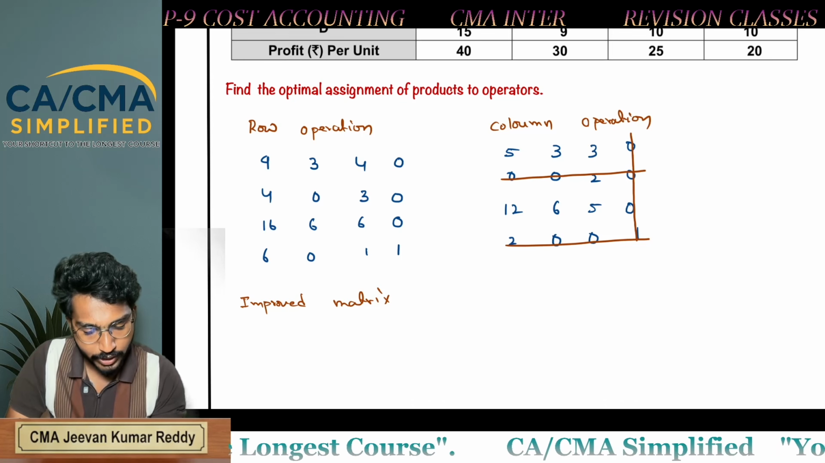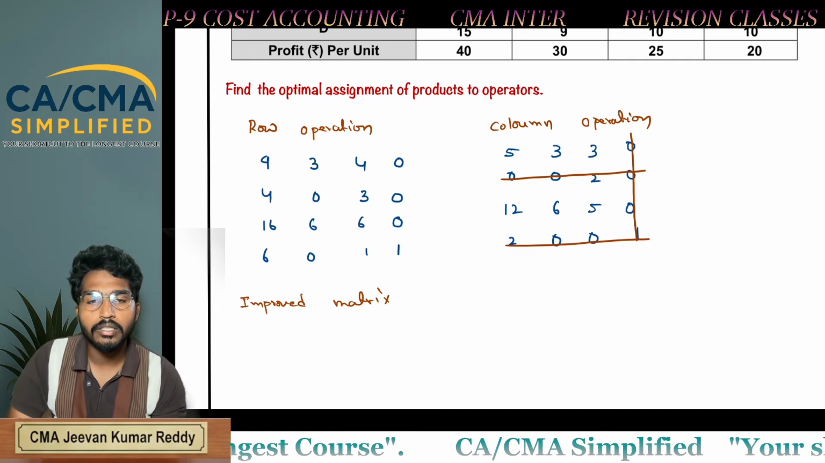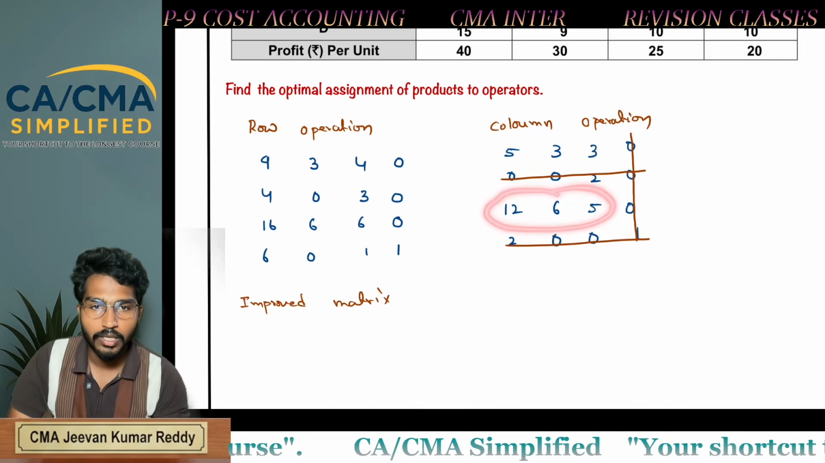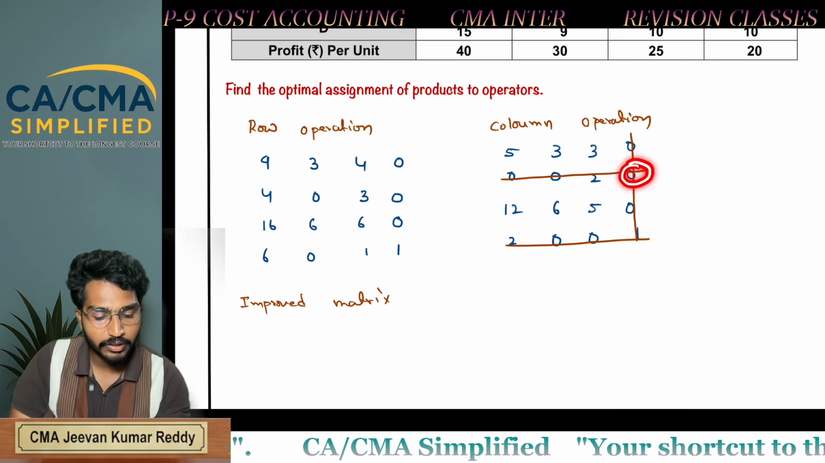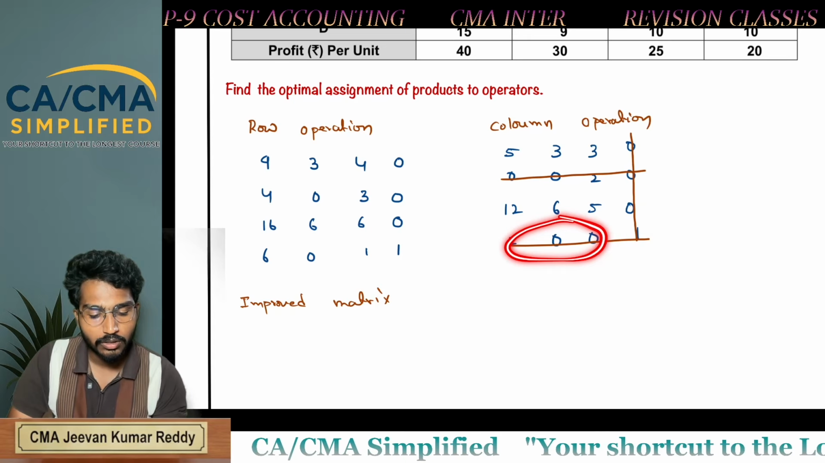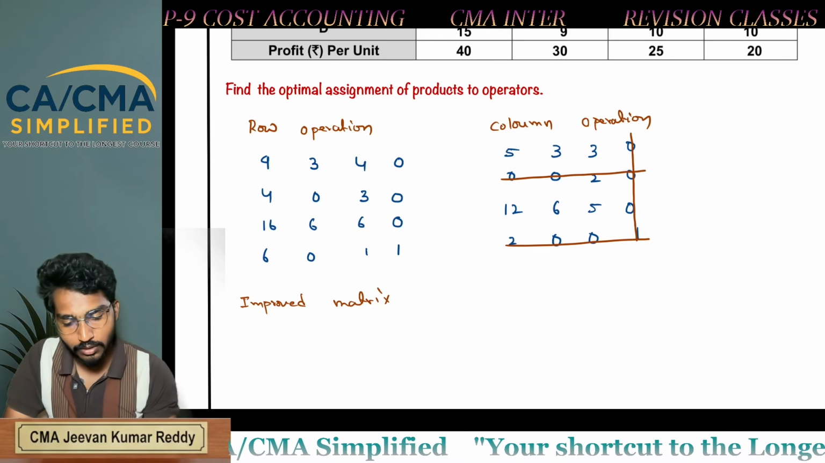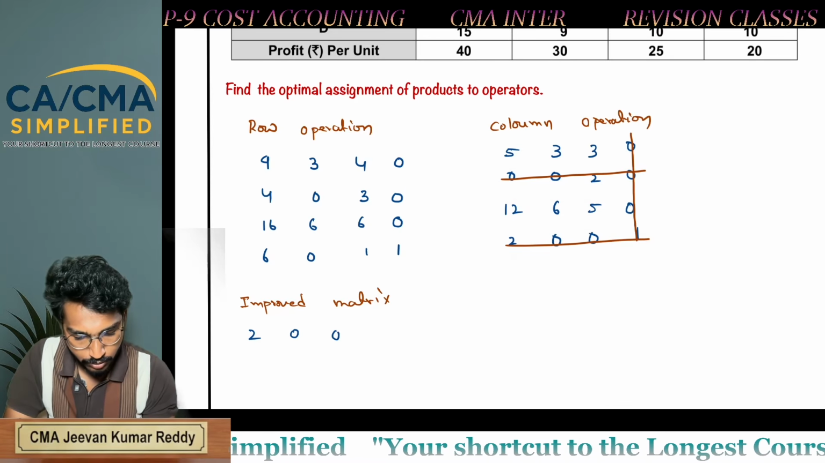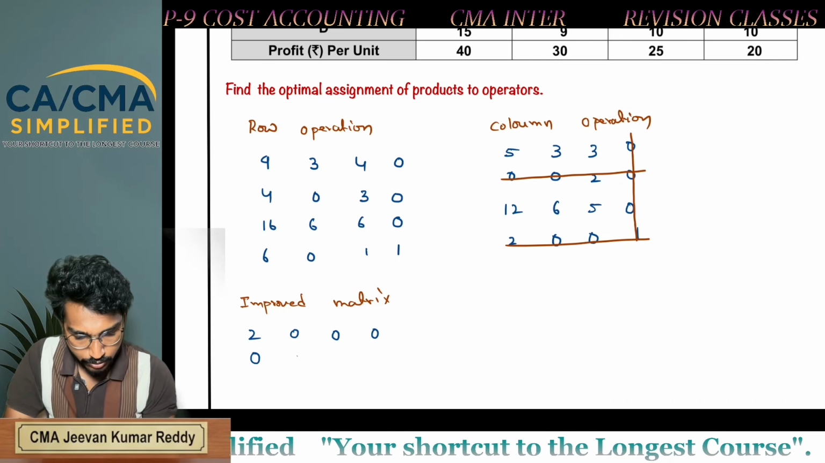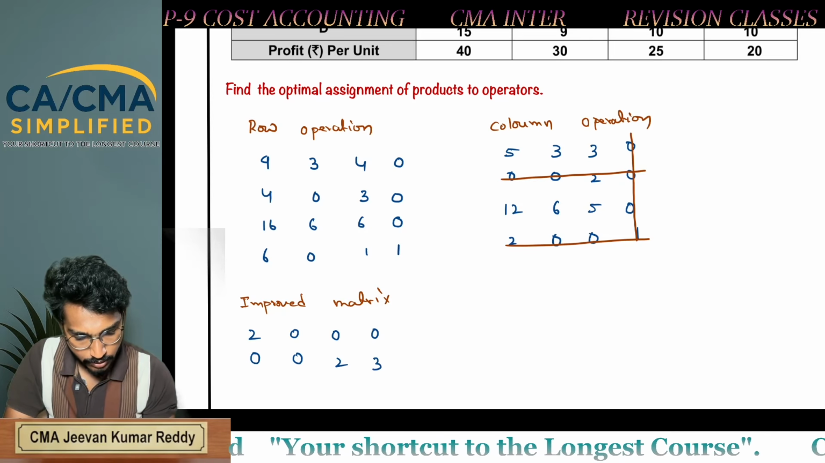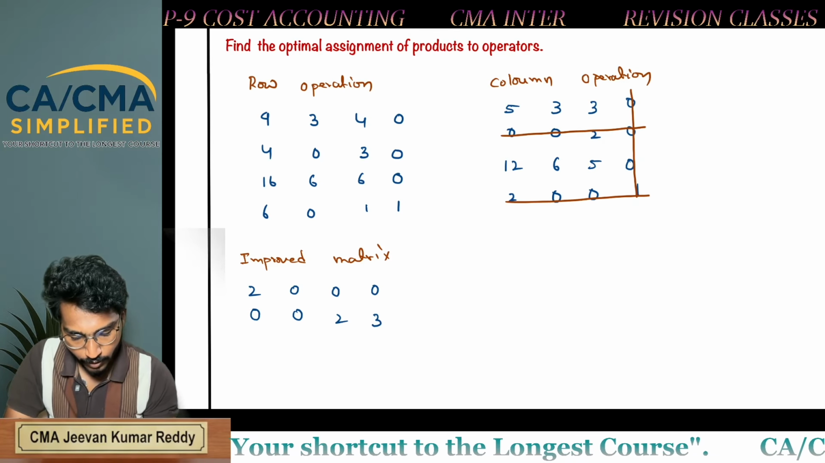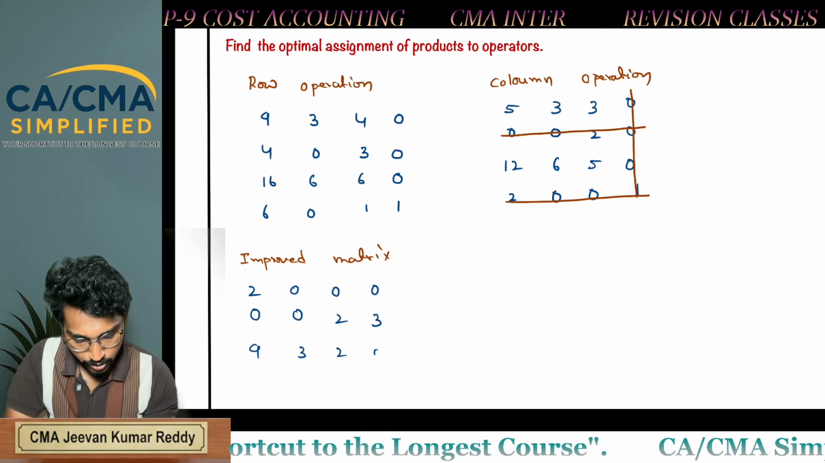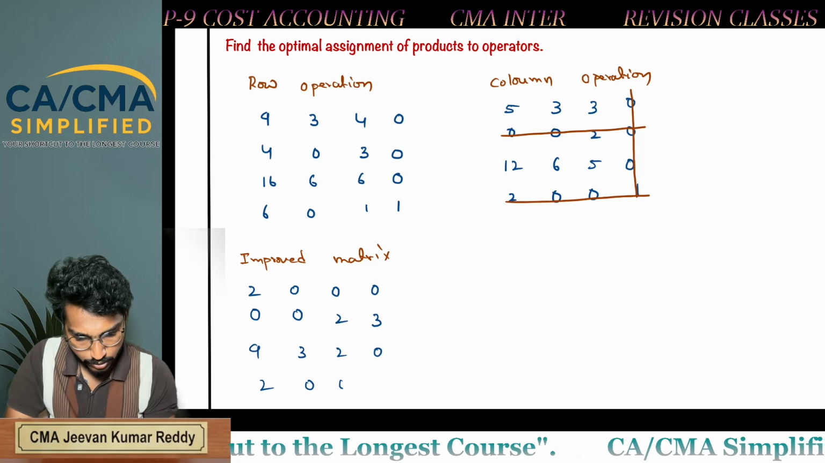Select the lowest uncovered cell by lines and deduct it from all other uncovered elements and add it at the intersection points. Do not touch covered elements by lines. Now 5 minus 3, 2. 3 minus 3, 0, 0, 0. Next 0, 0, 2, 3. Next 9, 3, 2, 0, 2, 0, 0, 4.